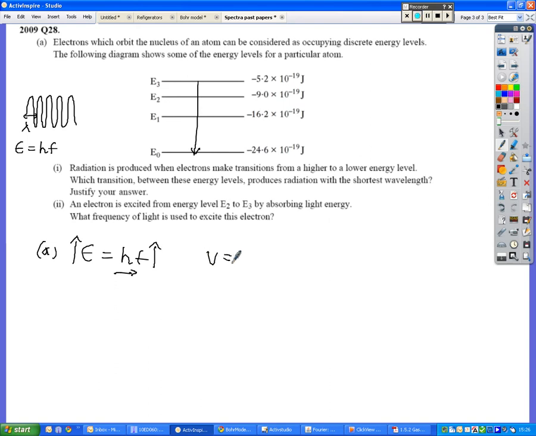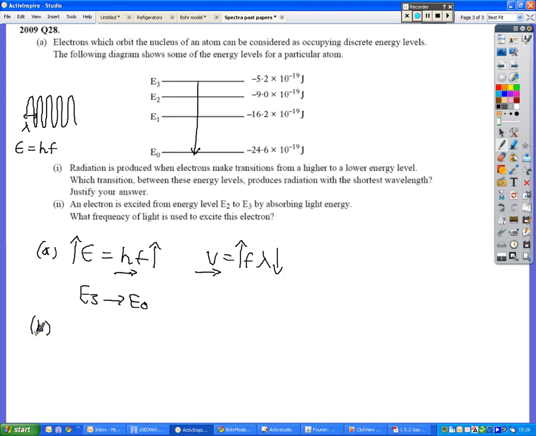Then we're looking at the wave equation of v equals f lambda. v is the same for all electromagnetic radiation, so they all travel at 3 times 10 to the 8. Frequency is up. In order to keep this constant, then wavelength must go down. So you're really looking to say that the jump from E3 to E0, which is your answer, has the highest energy difference, so therefore the photons emitted will have the highest frequency. Highest frequency means that the wavelength is the shortest.